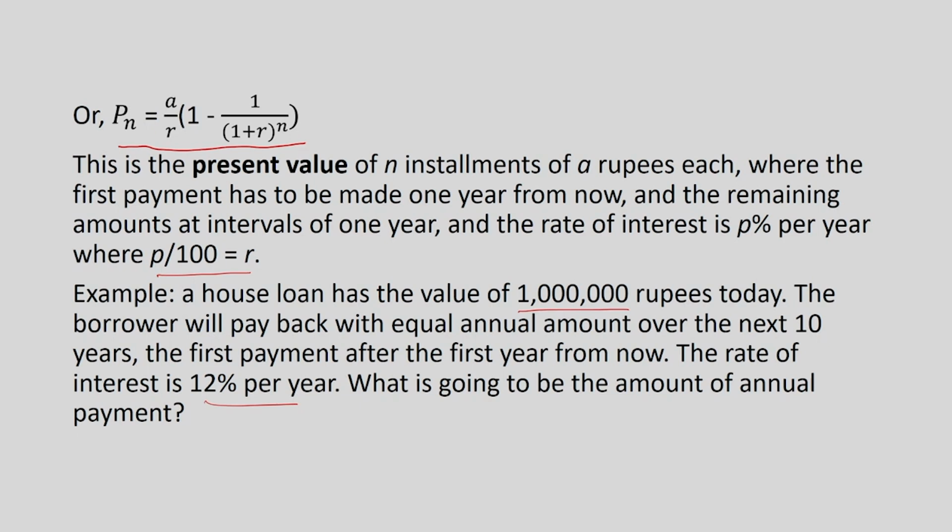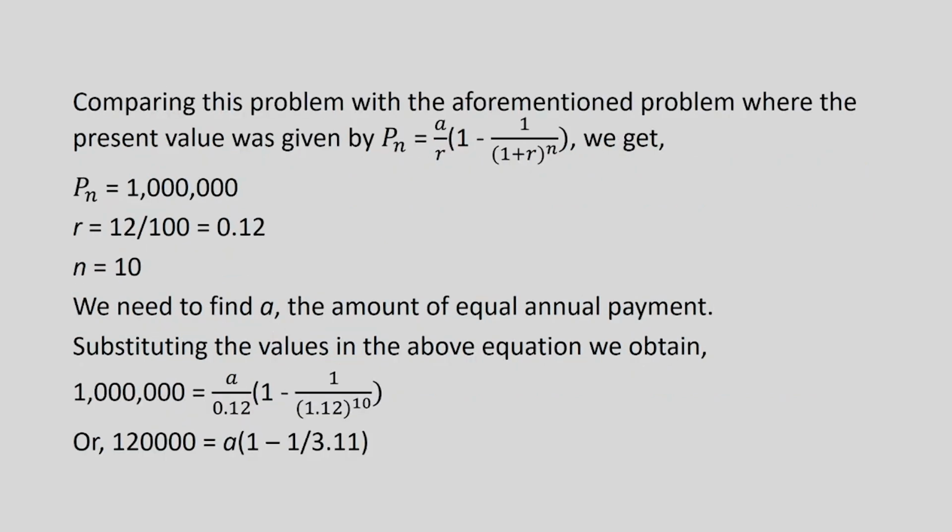So, we are given certain information, we are given the information about Pn. So, this is what we know, Pn is equal to a divided by R multiplied by 1 minus 1 divided by 1 plus R to the power n, where Pn is the present value, a is the equal payment annually, R is the rate of interest, and n is the total number of periods.